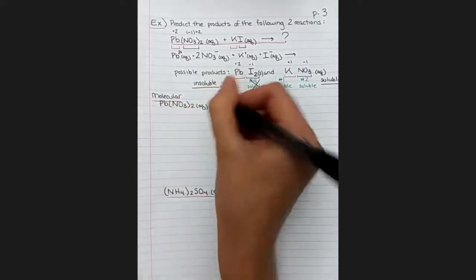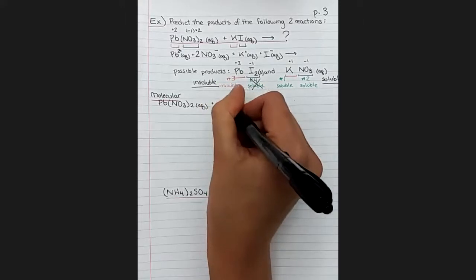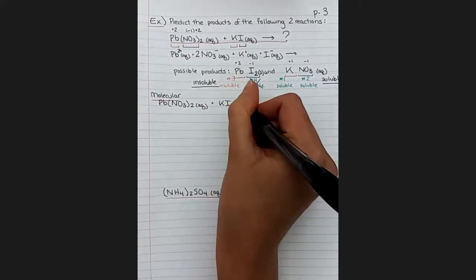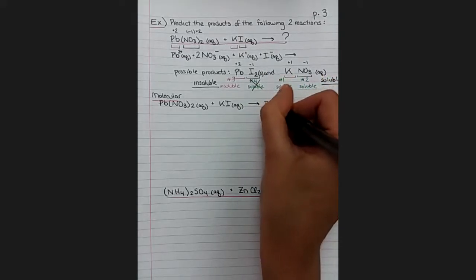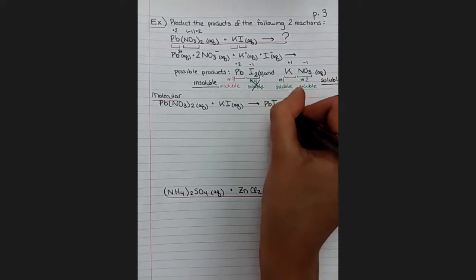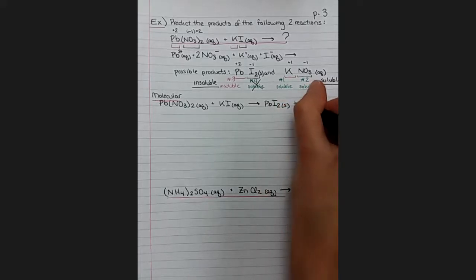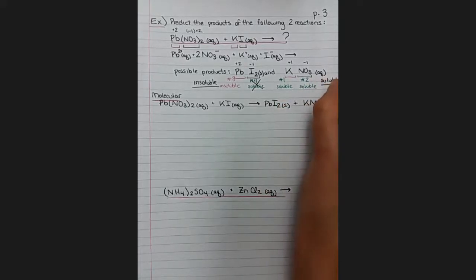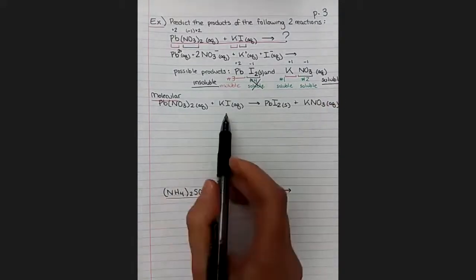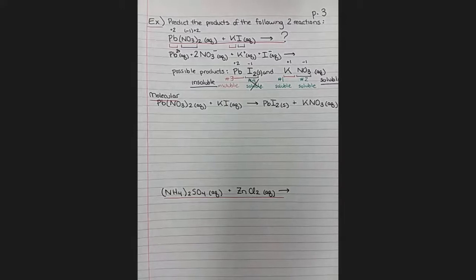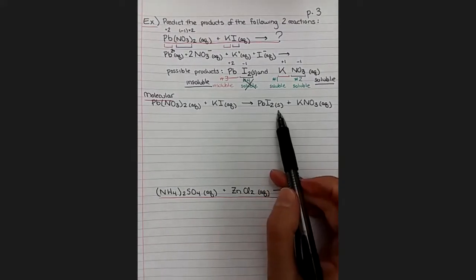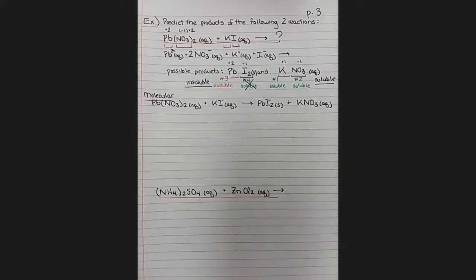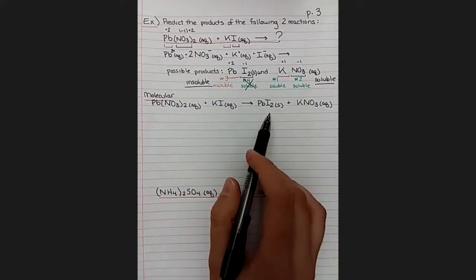Aqueous lead nitrate plus aqueous potassium iodide goes to solid lead iodide plus aqueous potassium nitrate. So we've taken the 2 compounds we were given, gone slightly off the screen, and we have the 2 compounds we made. Remember to include the phases, either solid or aqueous, so you can remember where your solid is that you said you formed.